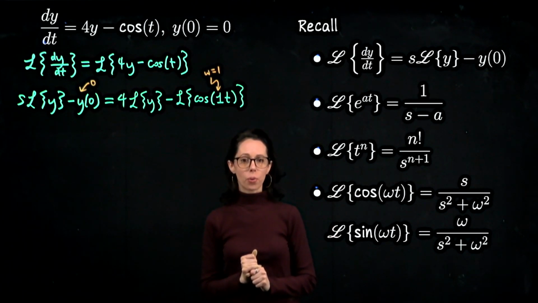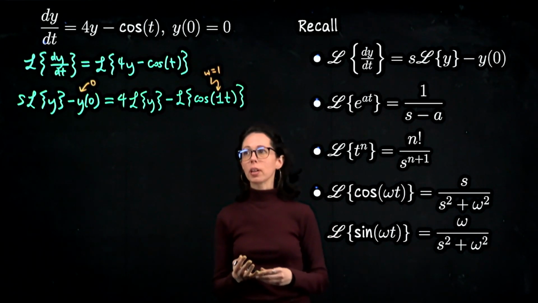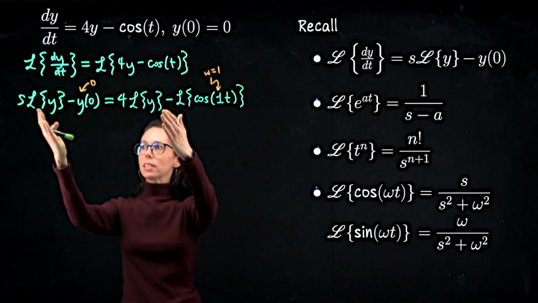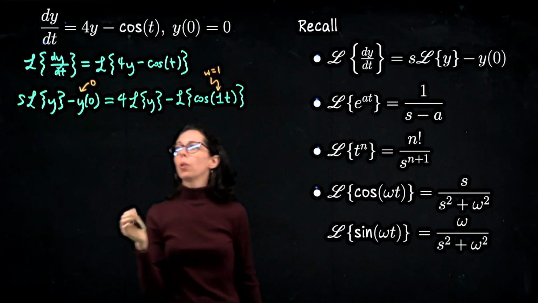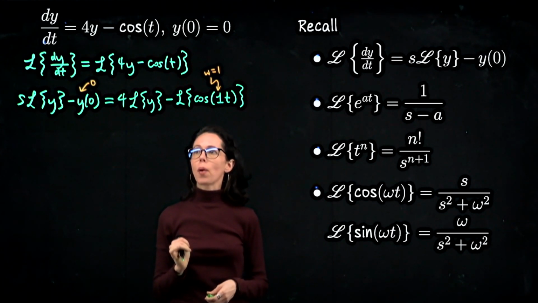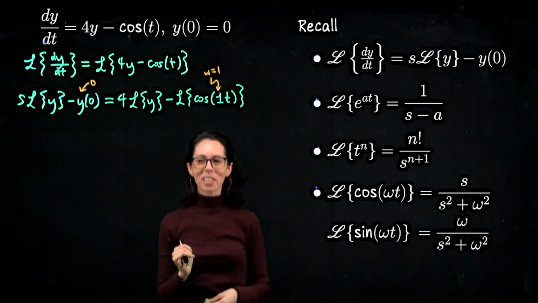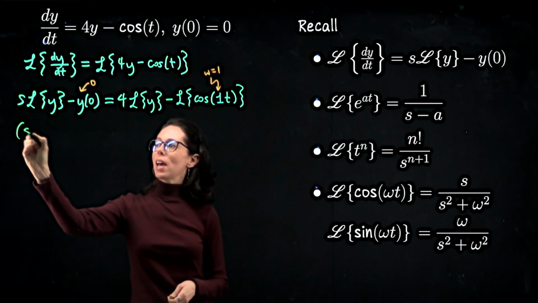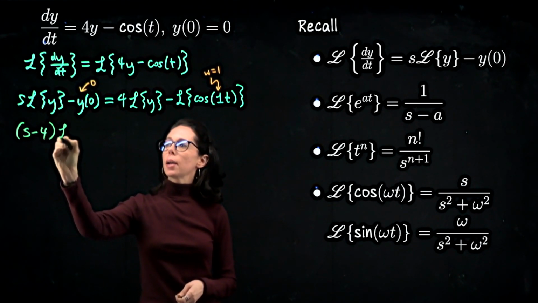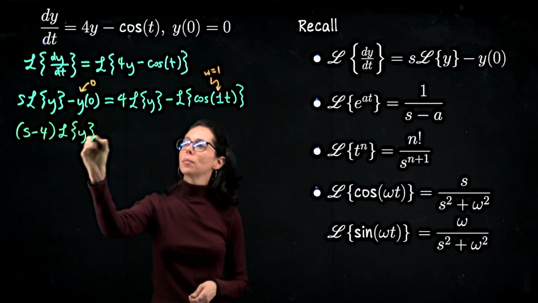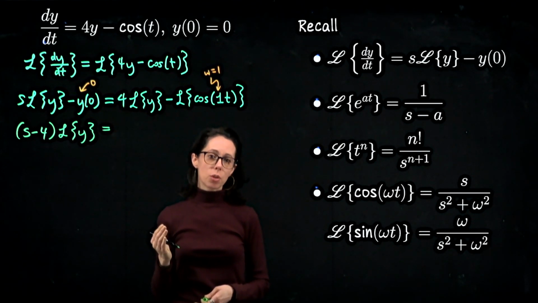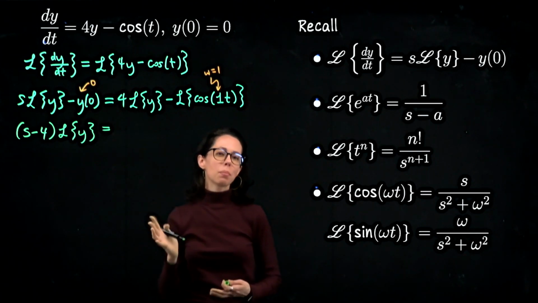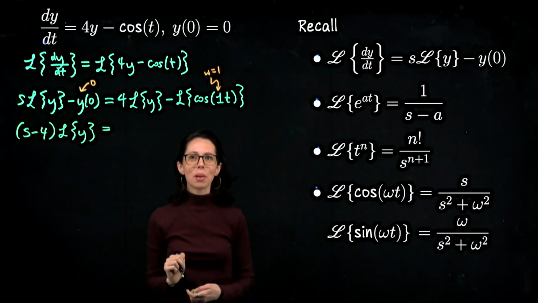We would like to solve for the Laplace transform of y like a variable in an equation, so I would like to isolate this expression. Let me move this one on the right over to the left. We'll have s times the Laplace transform of y minus 4 times the Laplace transform of y, which we can write as s minus 4 times the Laplace transform of y. If our initial condition was not 0, we could move that to the right, but we don't have to worry about that in this particular example.